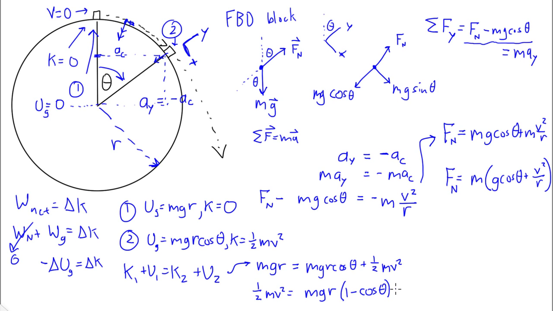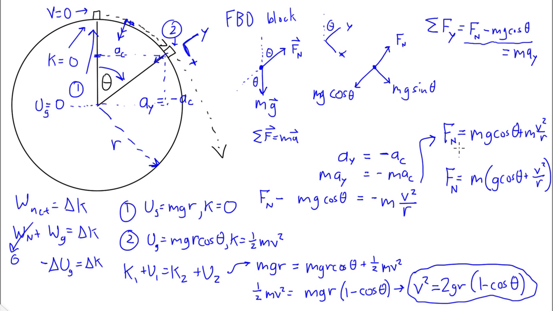Okay, so then what you'll get is that v squared, now I'm multiplying by 2 over m. So multiply this by 2 over m, you get v squared equals 2gr times 1 minus cosine theta. And now what you can see here is this is what we're going to use, and then we also have this. So we combine these two, setting the normal force equal to 0.